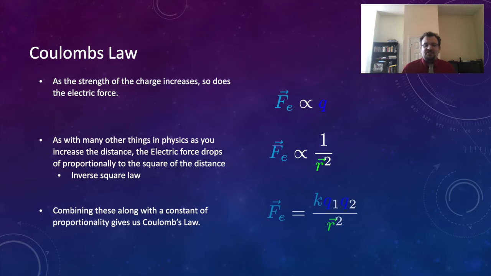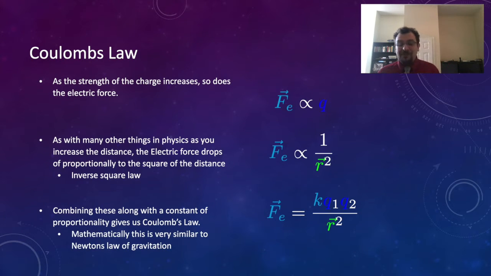So combining all of these and a constant just to make all the units work out, we end up with Coulomb's Law. Now, if you're looking at this and going, hey, look, this looks awfully familiar, you're right. This is very similar, very mathematically similar to Newton's law of universal gravitation. So rather than G m1 m2 over r squared, we've got k, which is Coulomb's constant, times the charge of object 1 times the charge of object 2 over the distance between those objects squared.